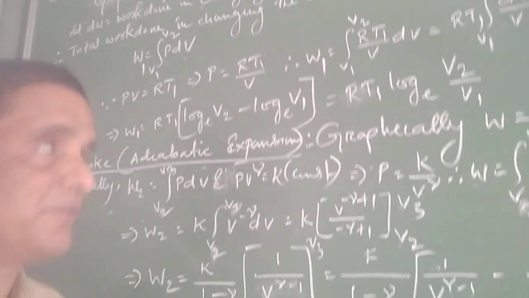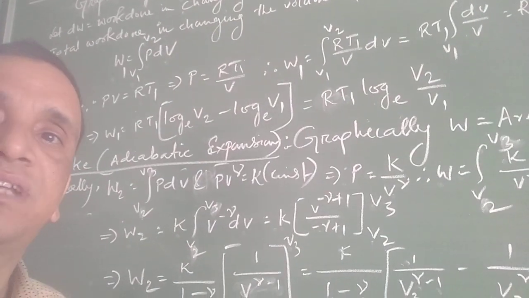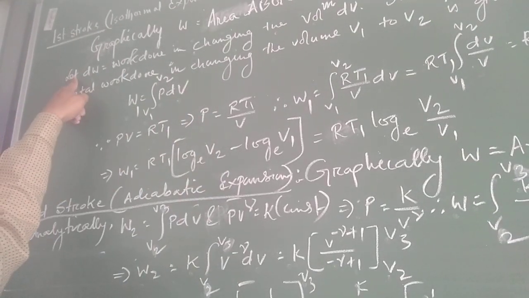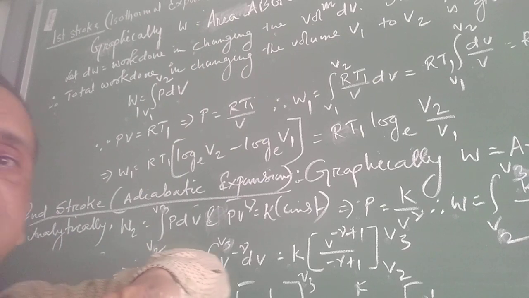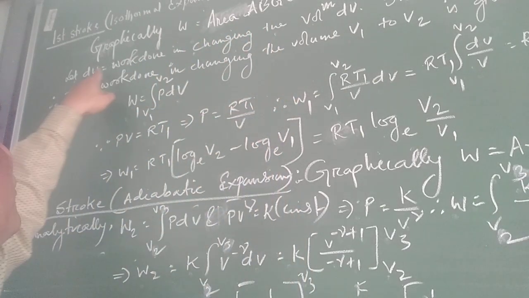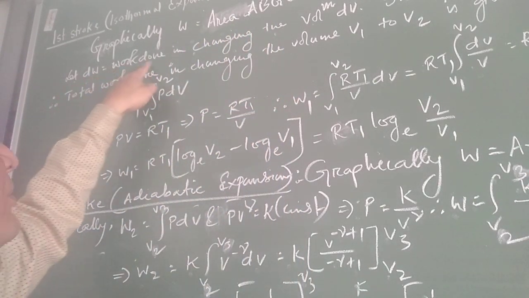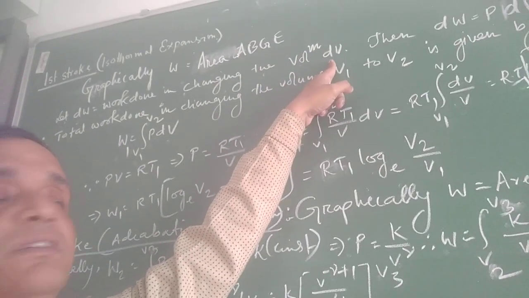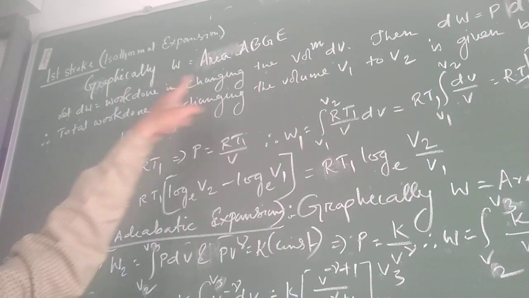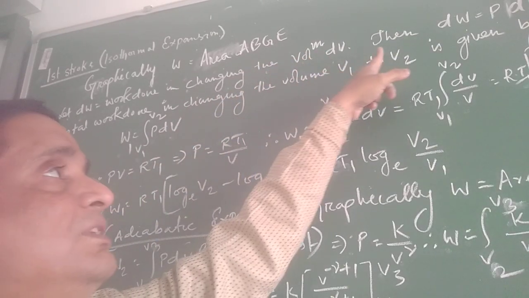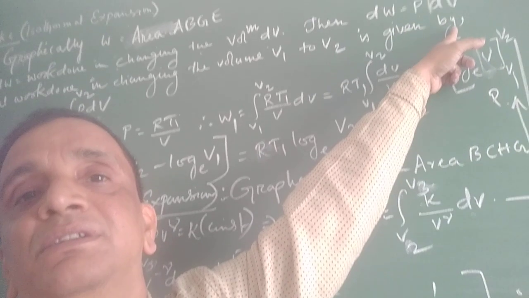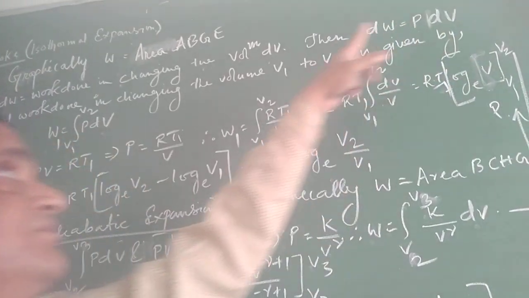But when you go to the analytical method, it is a different case. Suppose dW is the amount of work done in changing the volume by dV. Then dW is equal to PdV. Is it clear? Work done dW is equal to PdV.